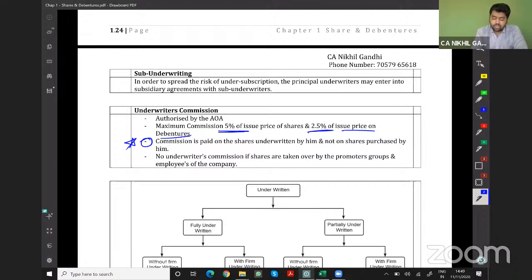Two points should be remembered. Authorized by the AOA, which is not an issue. And the second point is, in case of shares, it is 5%. In case of debentures, it is 2.5%. 5% of what? Not of face value, but 5% of issue price. And commission is calculated on the number of shares underwritten by him.